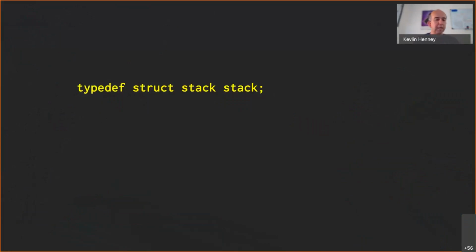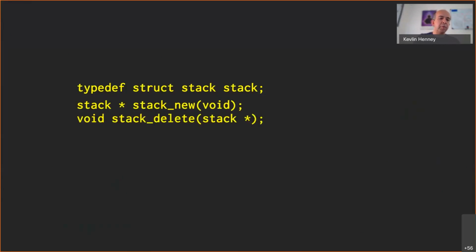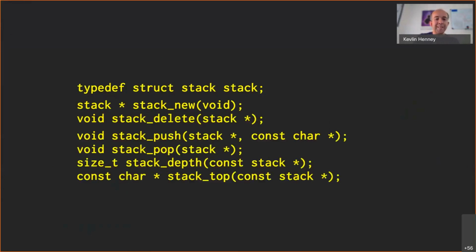I can forward declare a structure. I don't have to use it. I'm going to use a name convenience, typedef, and put a stack. It's just going to be a stack. So I've now forward declared it. It's incomplete, but I can still define operations on it. I can still declare, go ahead and say I can have a new thing. I can get rid of it. I can do push, pop. I can find the depth, and I can ask for the top.